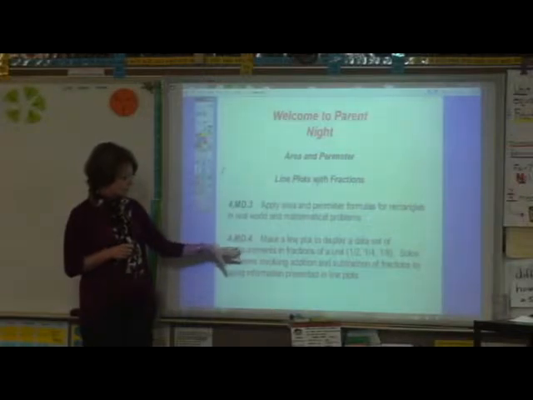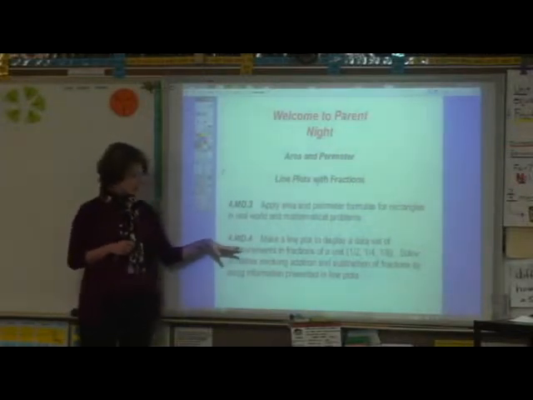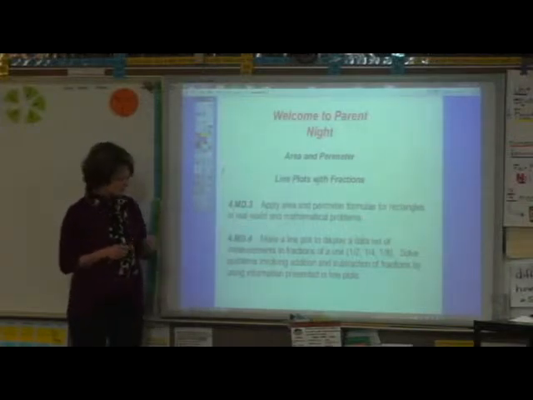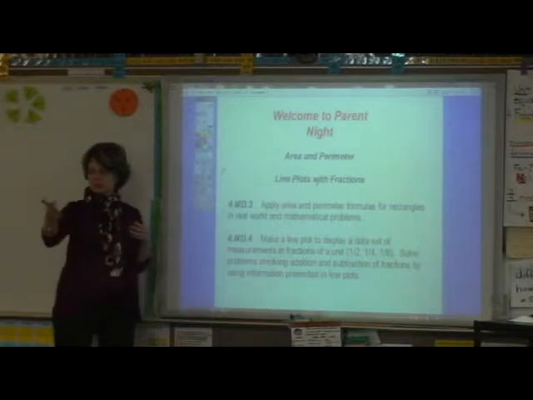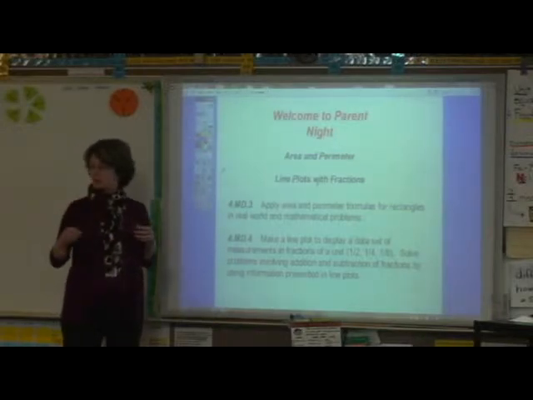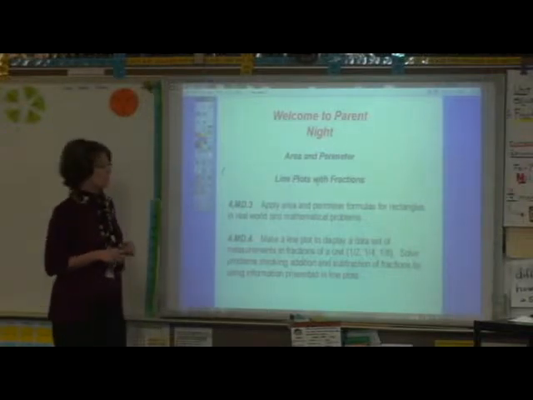The second thing we're going to focus on is using a line plot to look at measurements of fractions with those smaller, those 1/2, 1/4, and 1/8 units. What I have on the screen is the same thing you have in your packet. So we're just going to kind of work through a few of them, and then we've got some extras at the back for those y'all can practice on your own.